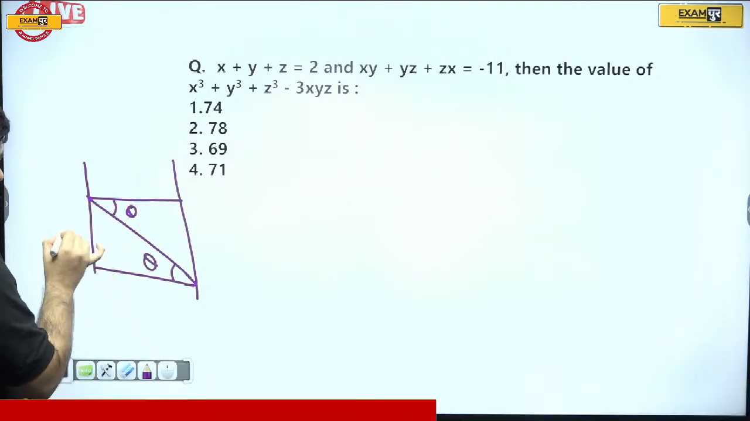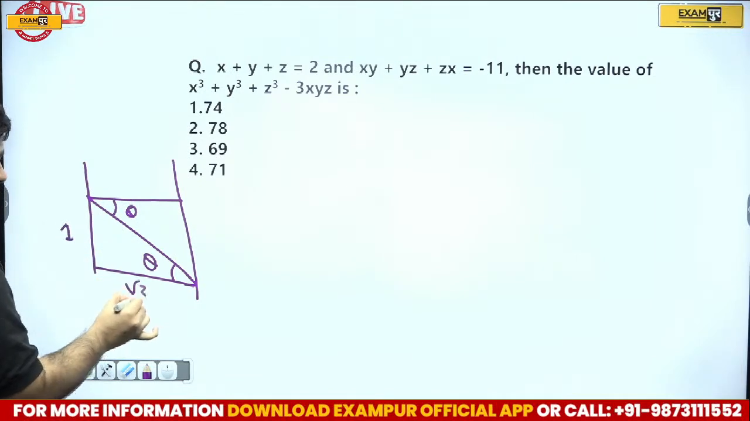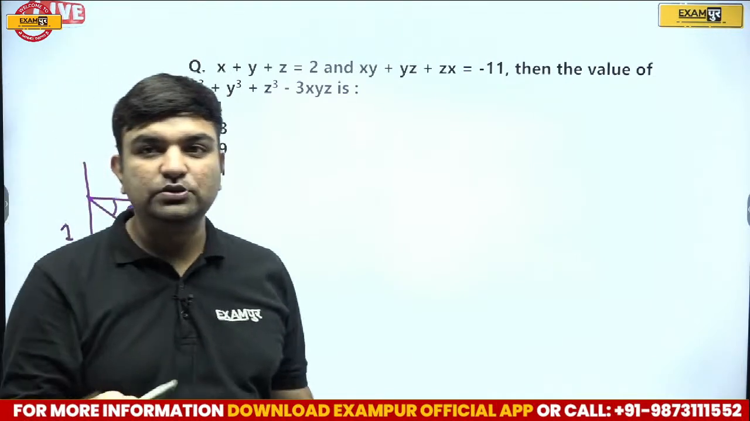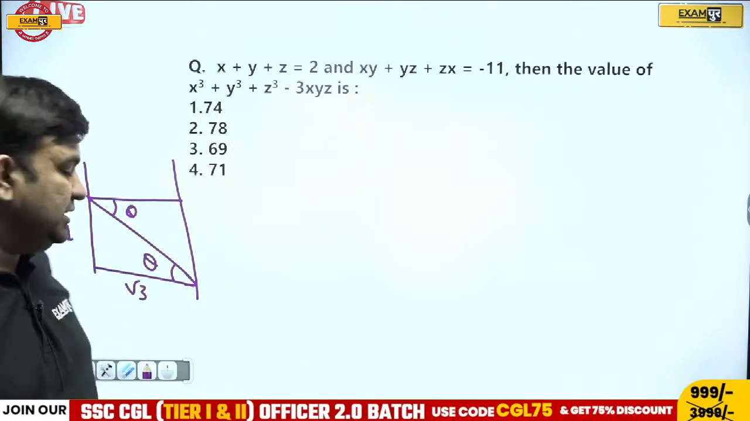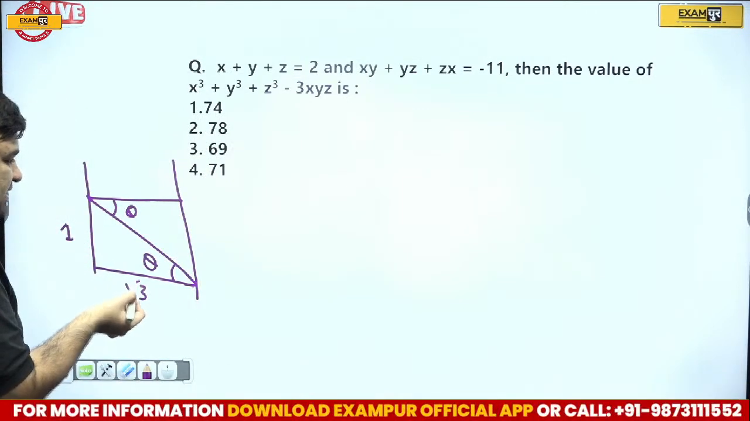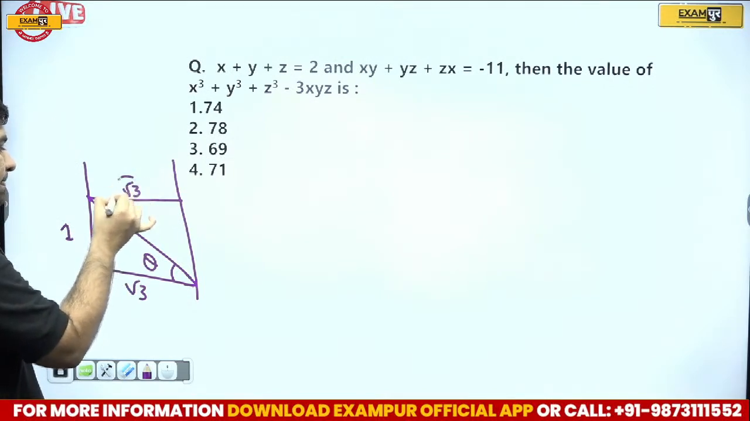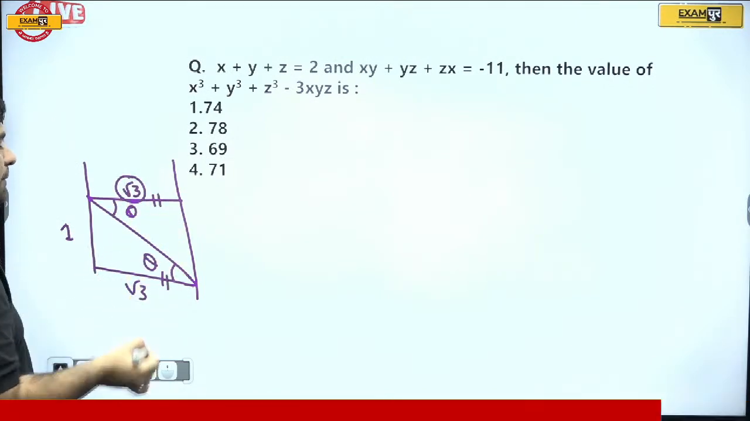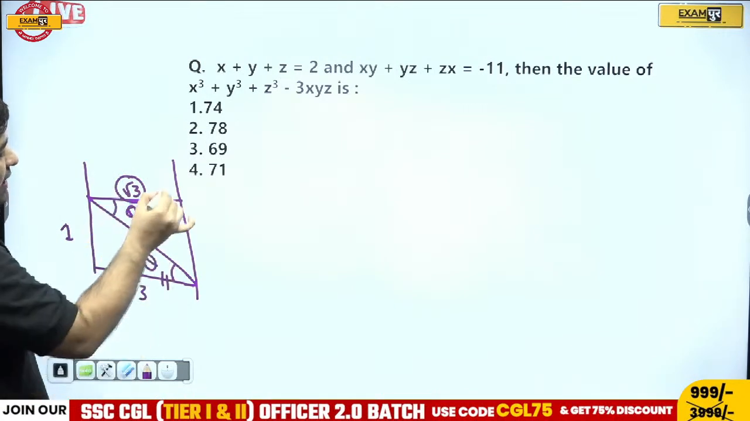So for 30, I assumed 1. Tan 30 is 1 by √3, so perpendicular upon base is 1 by √3. If I've taken this as √3, this is also √3, because they are parallel and equal.